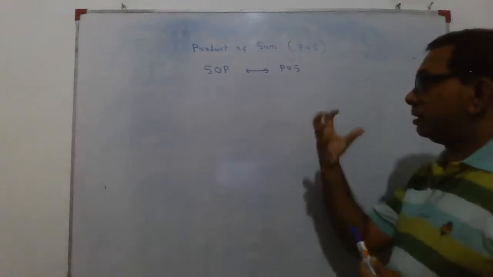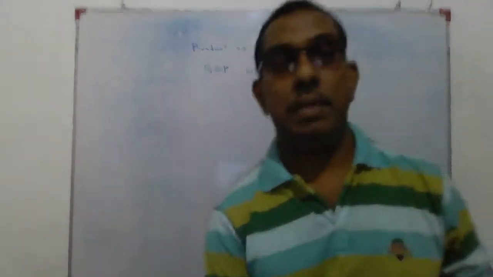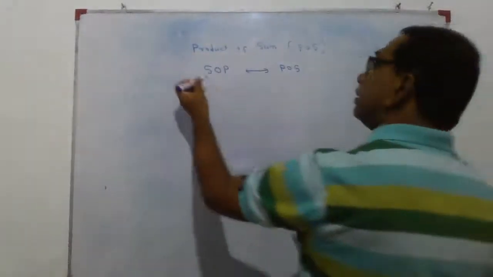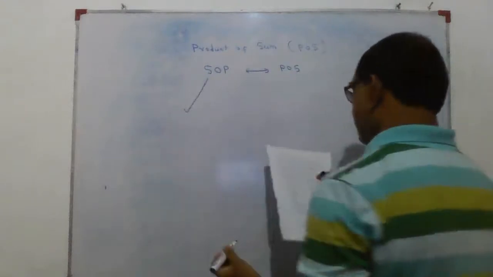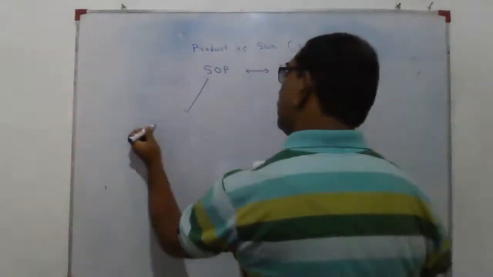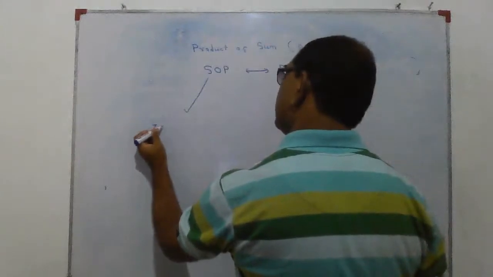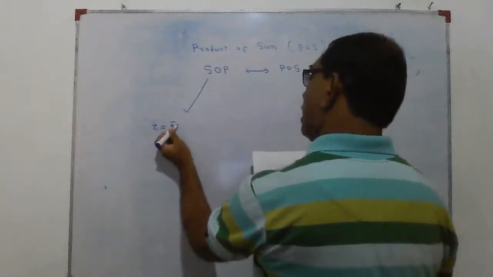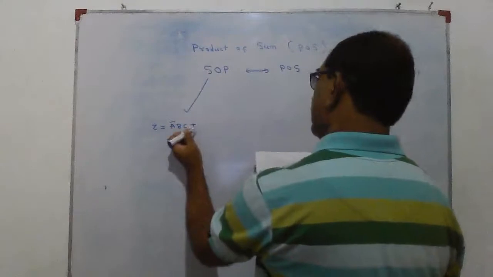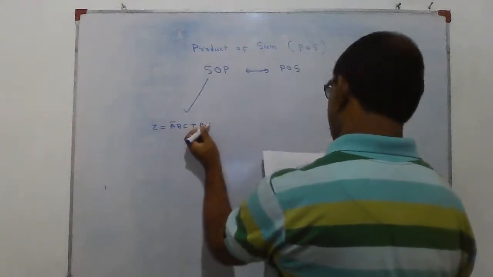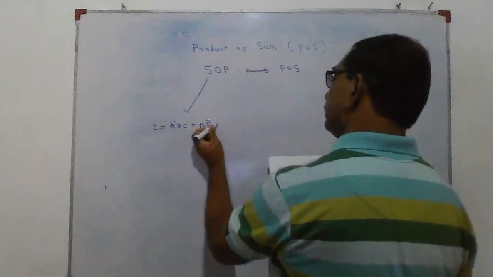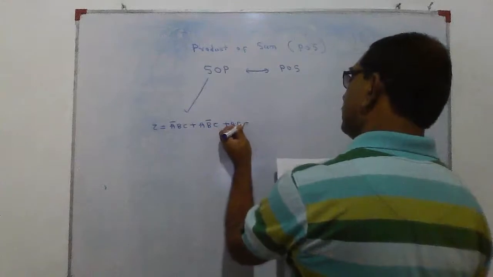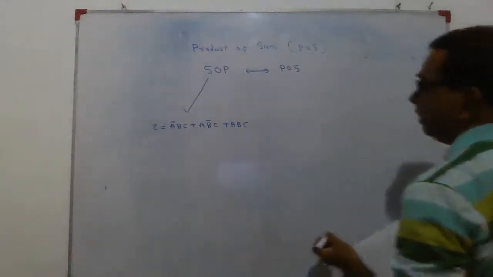SOP statements. Let's see one example here. I have taken one example for a SOP statement. I say Z equal A bar B C or A B bar C or A B C as an example.